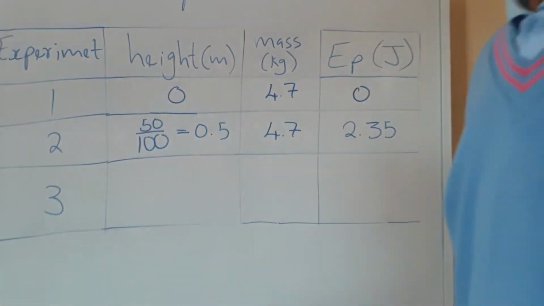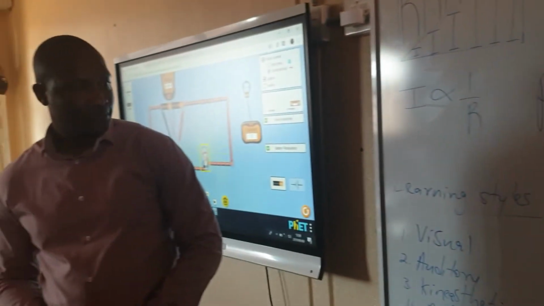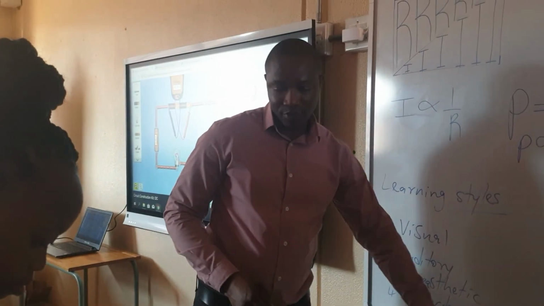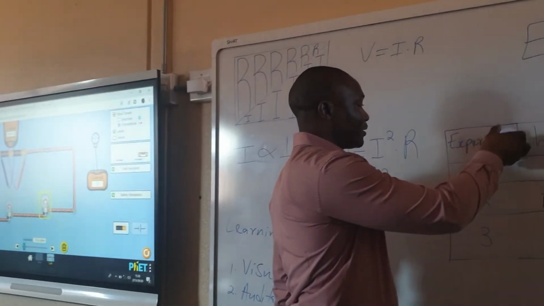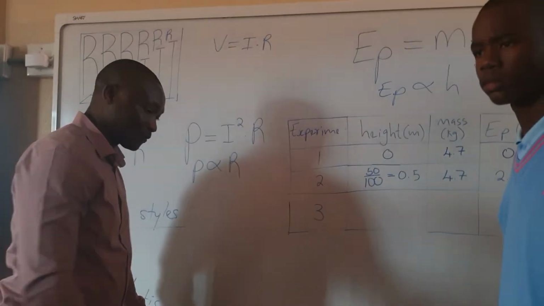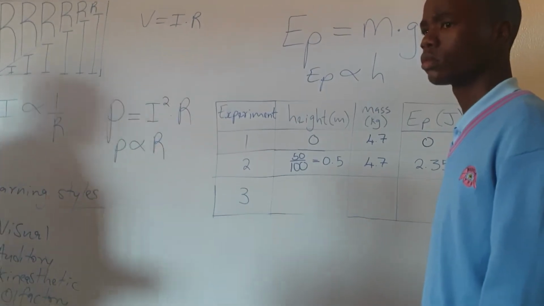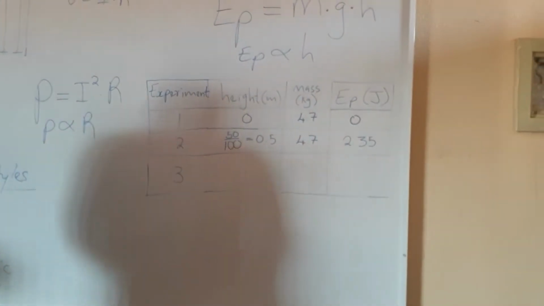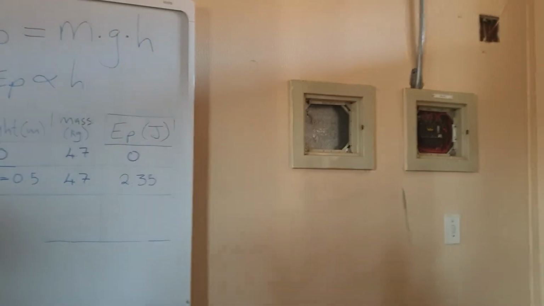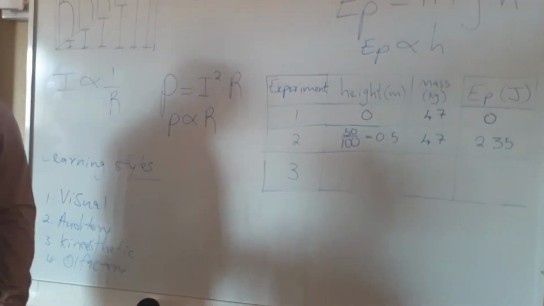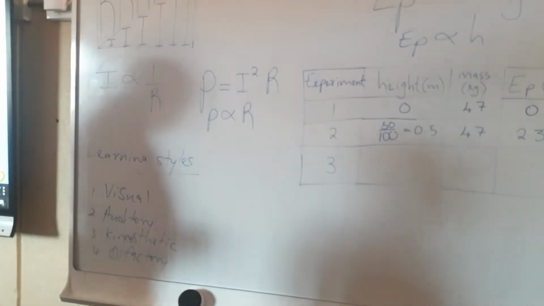2.35. Now we are going to determine the last experiment where they must find the potential energy of the block at a certain height above the ground. Can you give me that? Experiment. Now, can you measure the height of that block from the ground? Can you put it closer to the table? 76. That is 76.